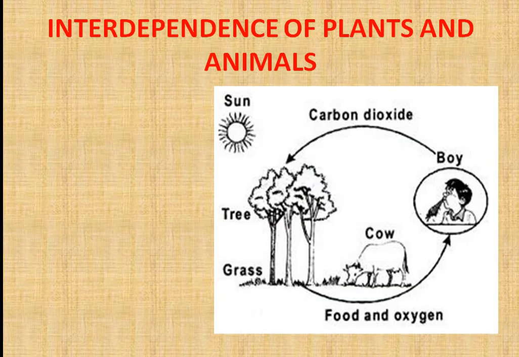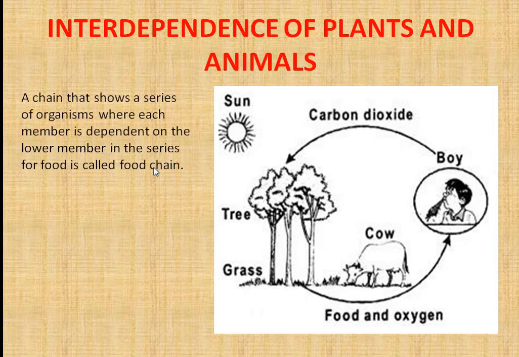Now next is the topic, interdependence of plants and animals. How plants and animals are dependent on each other. As you can see here in the picture, plants give out oxygen and food to this boy, and the boy exhales carbon dioxide, and that is used by the plants to prepare their own food. A chain that shows a series of organisms where each member is dependent on the lower member in the series for food is called a food chain.